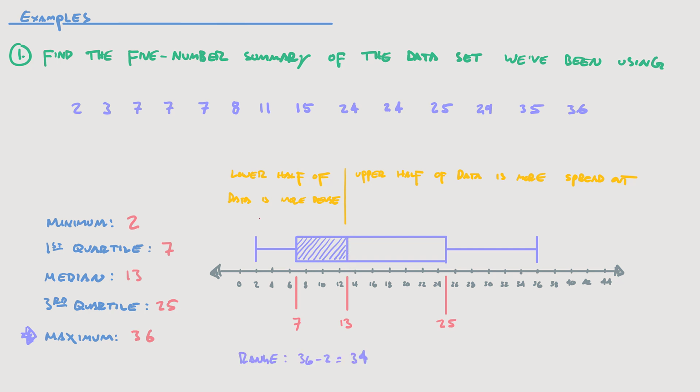There's two other things that we should talk about when you're looking at a box and whisker plot. One is called the range, and that's basically just the actual spread of your data. Our data goes from 2 to 36, and so the range or the spread of our data is 34.